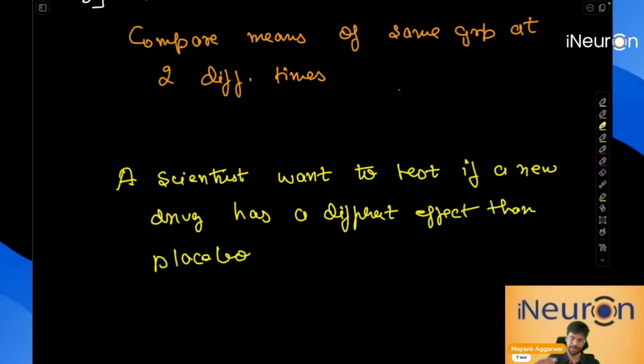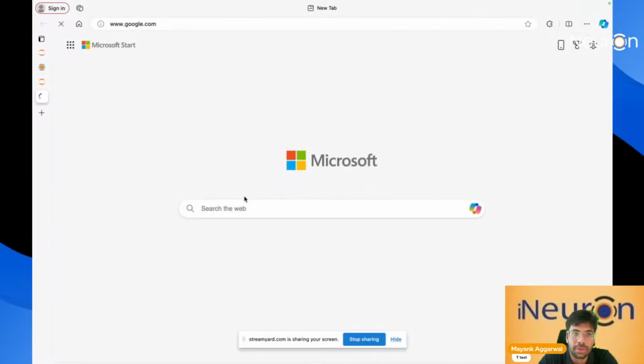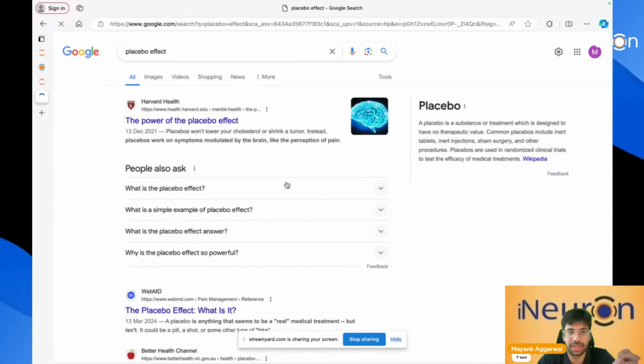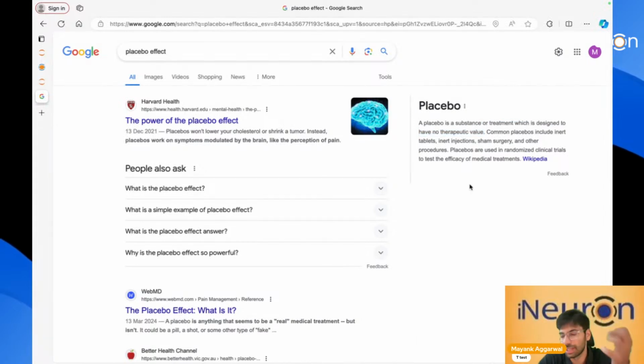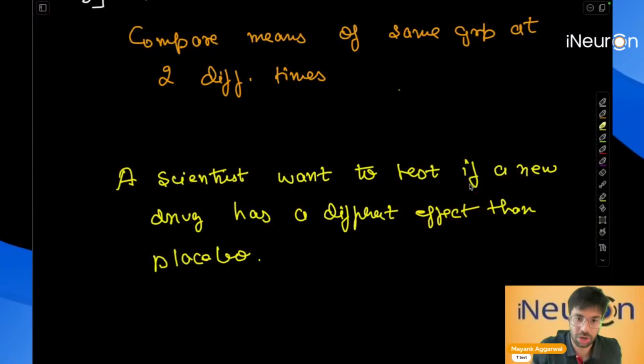Placebo might not be clear to a lot of people. There's an effect known as the placebo effect, which is used in lots of clinical trials. A placebo is a substance or treatment designed to have no therapeutic value. Let's say you are struggling with a fever. To make sure the drug I have made works, what is the way for that?